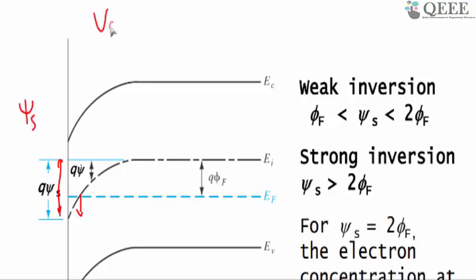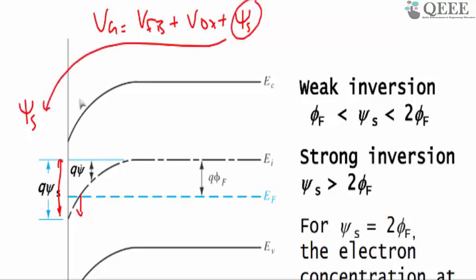You recall earlier we wrote Vg is equal to Vfb plus Vox plus psi s, so your Vg is causing this band bending. Now we don't know how much the band bending is, so for that we need to find out the relationship between Vg and psi s.